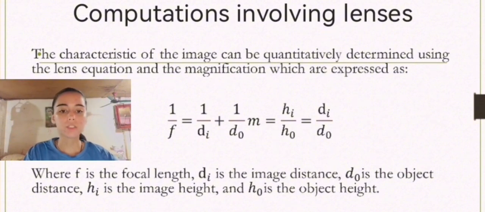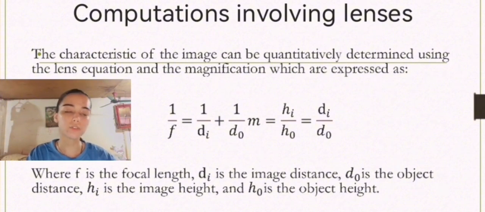The computation of lenses involves using principles of geometric optics and formulas such as the lens equation and magnification. These equations describe the behavior of light rays as they pass through lenses and form images. The lens equation relates the focal length f of the lens to the object distance dO and the image distance dI, allowing for the calculation of the parameter given the other two.